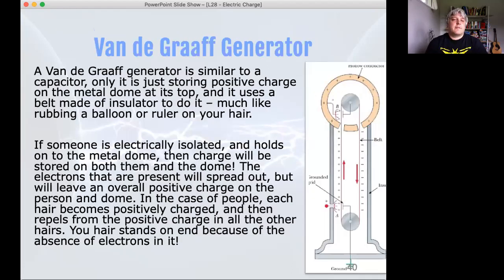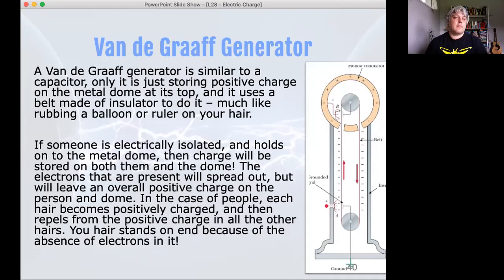Finally, a Van de Graaff generator is a fun little device. The idea of a Van de Graaff generator is very similar to what we just saw for a capacitor, but what it actually does is it just stores the positive charge on the metal dome at the top, and it throws away the negative charge. It doesn't care about them. So it's not really creating the same device as a capacitor, but it is similar. It's just doing one half of it.